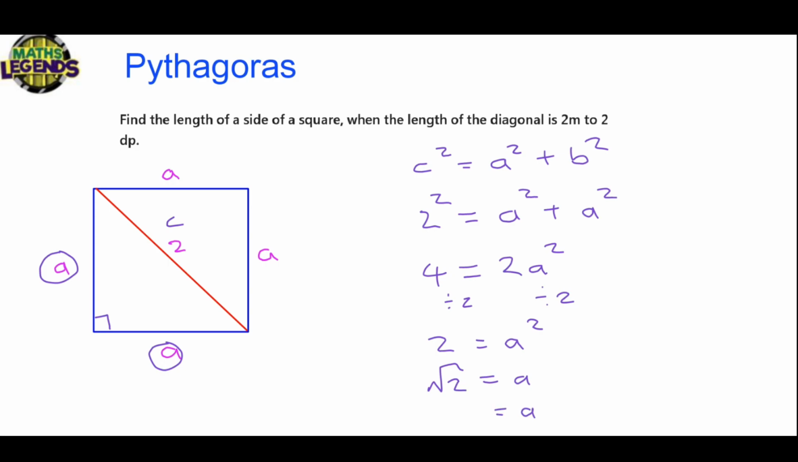So a equals 1.41, and that's 2 decimal places, just like we were asked for in the question. Let's look at another example.